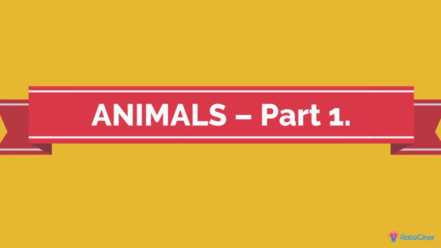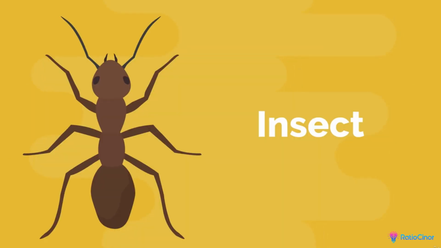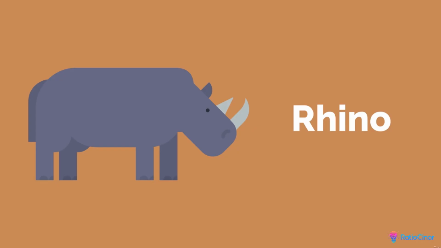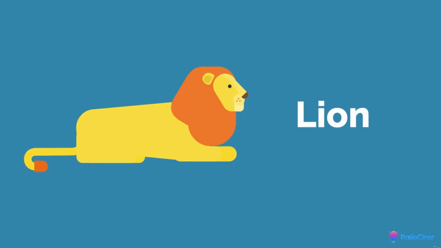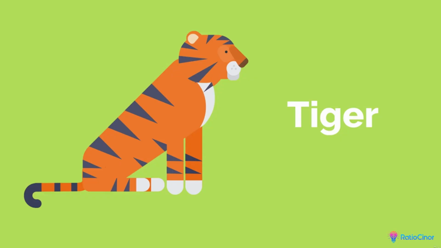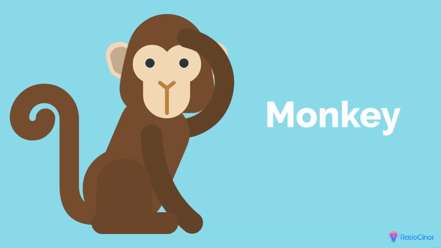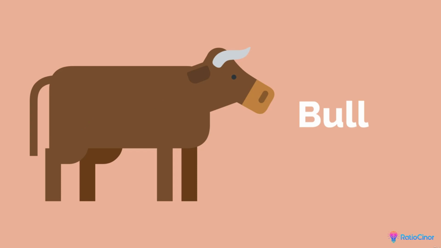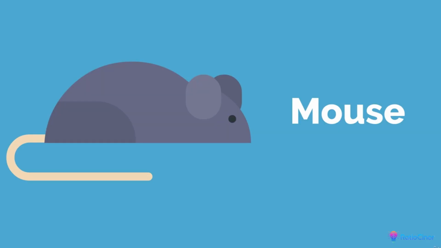Animals, Part 1. Insect, fish, bird, bear, rhino, camel, lion, tiger, elephant, monkey, giraffe, kangaroo, bull, cow, mouse.